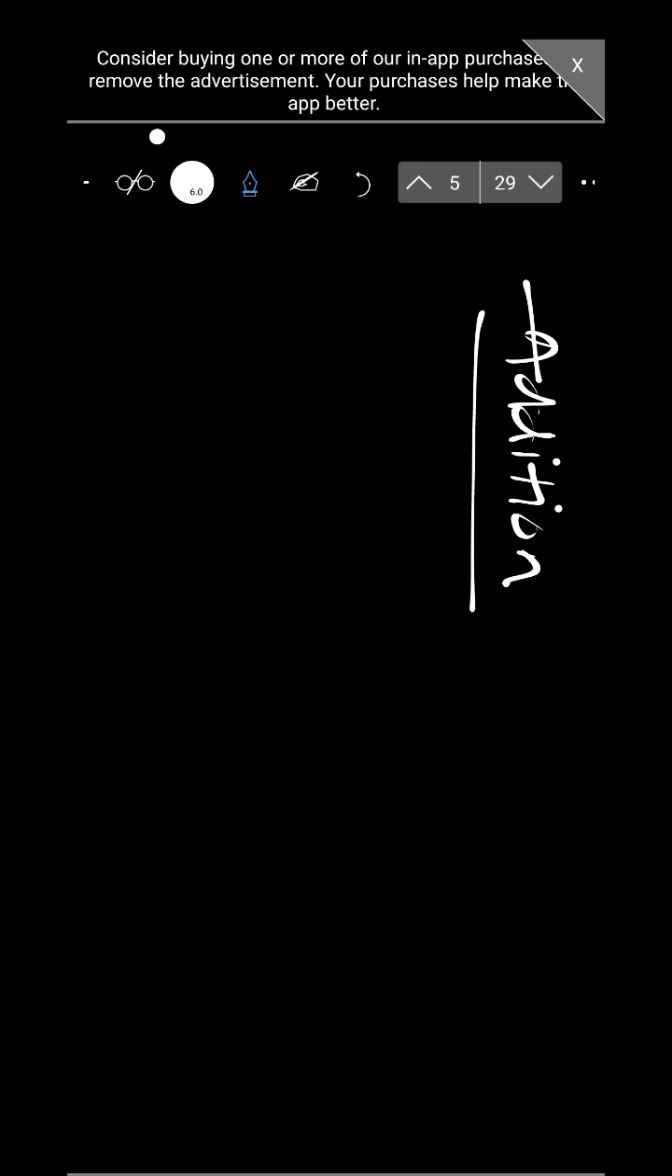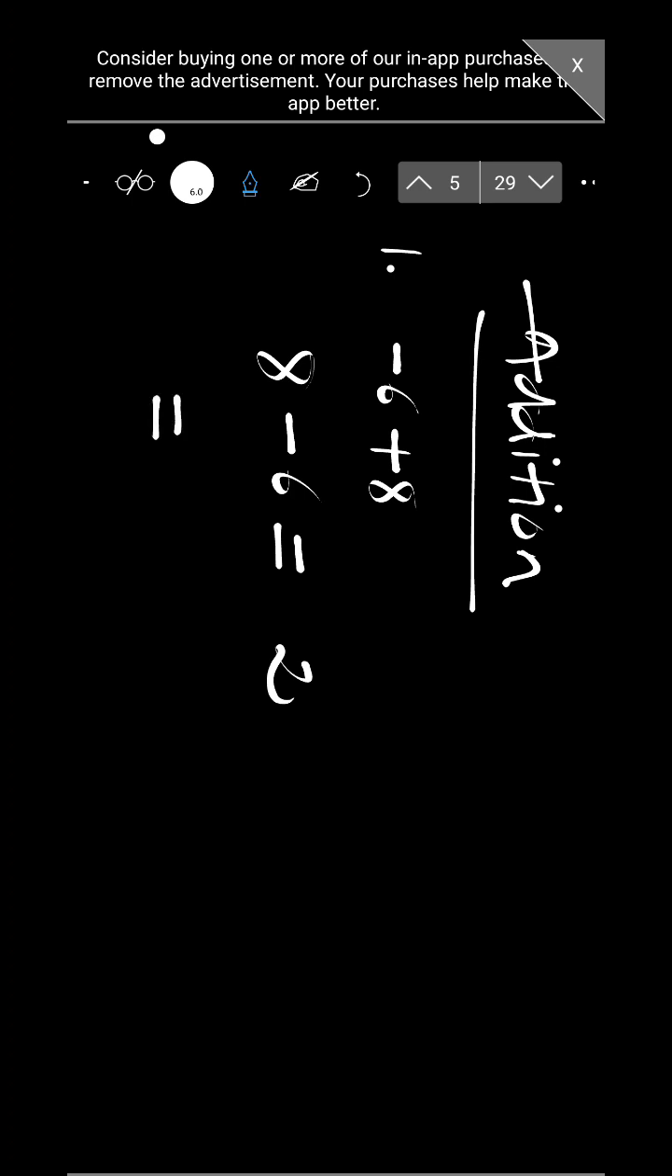Addition. The first one will be minus 6 plus 8. This will become the second rule, as both the values have different signs. We'll take the greater value minus the smaller value. The greater value is 8, the smaller value is 6, so 8 minus 6 becomes 2, and we'll take the sign of the greater value. 8 is the greater, and it has plus, so I will get plus 2.